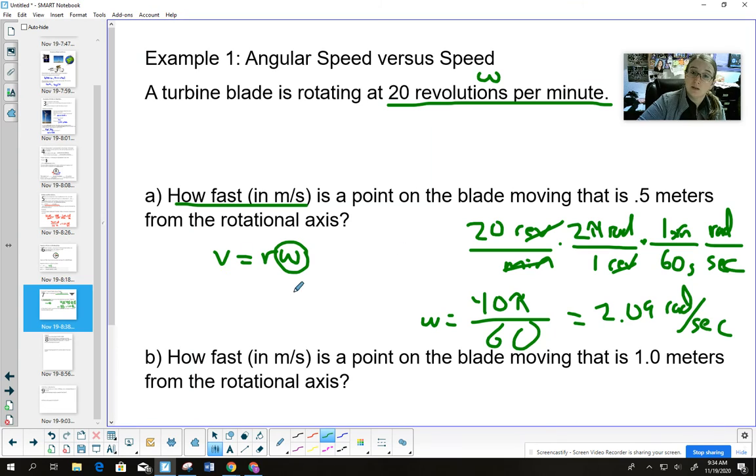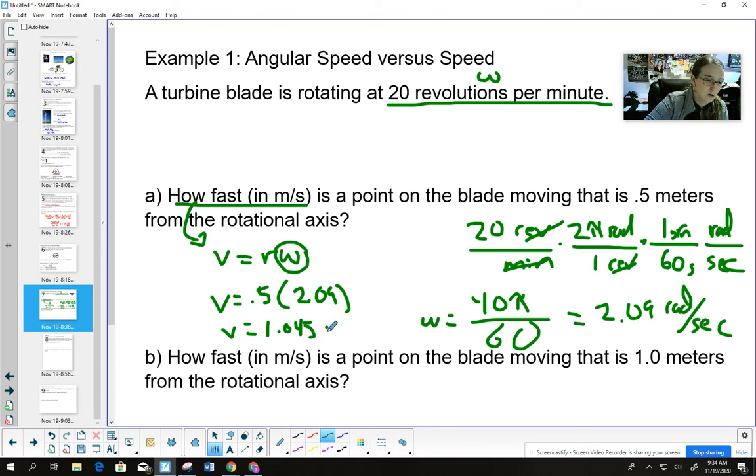So all we have to do then is plug this in to find the actual speed times the radius, how far we are away from the axis. Go ahead and try it. So we are 0.5 meters away from the axis. We found out that our angular speed was 2.09. So what is this? 1 point something. 2.09 times 0.5. We get 1.045. I'll go ahead and use all of it. Meters per second. So they're actually not moving that fast.